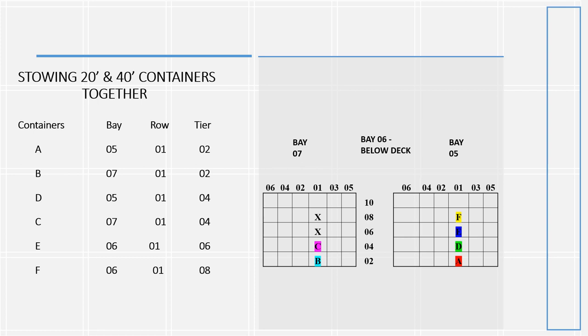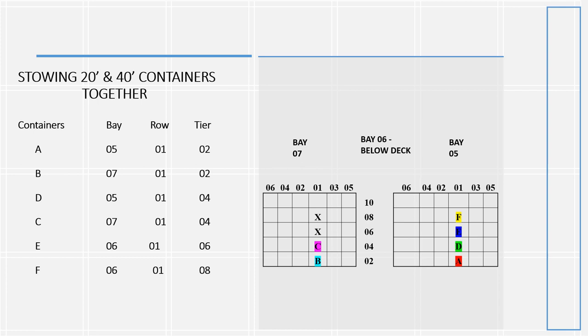Let us look at D in the forward. It is again 05, 01, 04, and C would be 07, 01, 04. They again correspond. Now, let us look at container E.